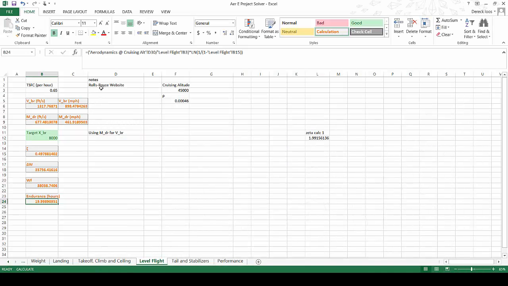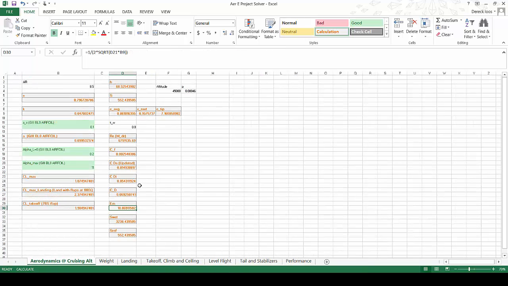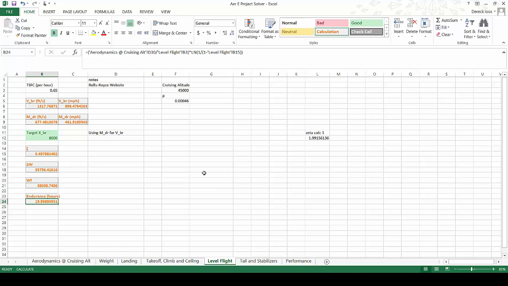If you look here, we have aerodynamics at cruising altitude D30, and that is our efficiency factor right here. And that is going to be divided by C, which is our TSFC, our fuel consumption rating, multiplied by the natural log of 1 divided by 1 minus level flight B15, which is zeta.